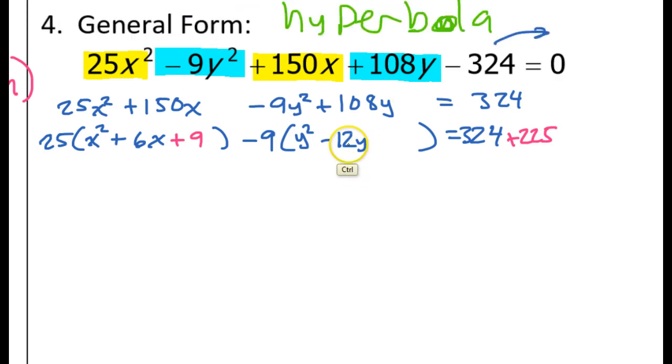Okay, half the middle squared. Half of this is negative 6. Square it, and that's 36. But this is really negative 9 times 36. So negative 9 times 36, that's negative 324. So I need negative 324 on the other side to balance that out.